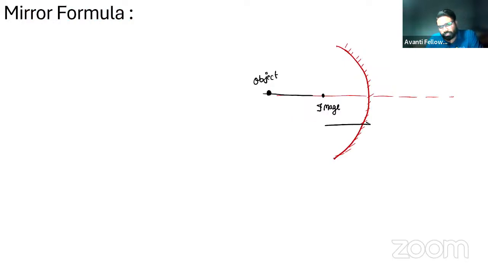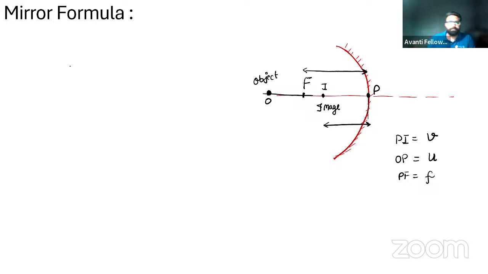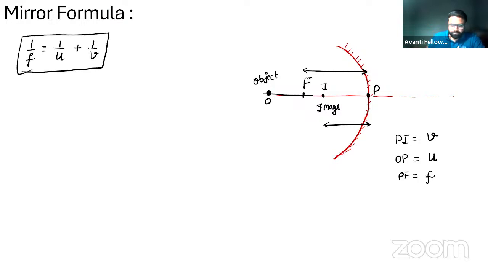So the distance of the image from the pole, this is point P, the pole, and this is, let's say, I. This point is I and this point is O. So PI is considered as V, which is the distance of the image from the pole. The distance of the object from the pole is PO or OP. OP is considered as U, and let's say this point is the focus. Here is F, which is the focus of the mirror. Then this distance, PF, is equal to the focal length of the mirror. So according to the mirror formula, 1 upon F is equal to 1 upon U plus 1 upon V. Clear? Where U, V and F need to be put according to sign.